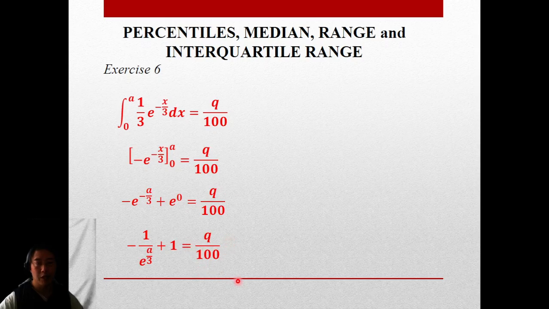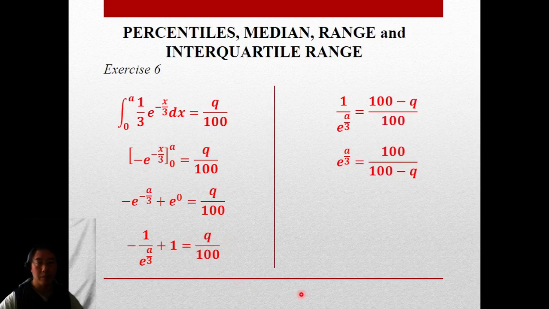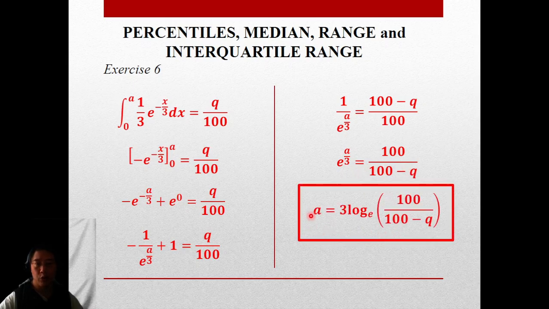There's a bit of working out here using transposition, also your exponential and log properties. So here we have our expression of a in terms of our percentile. Keep this formula in mind for the whole of the exercise 6.